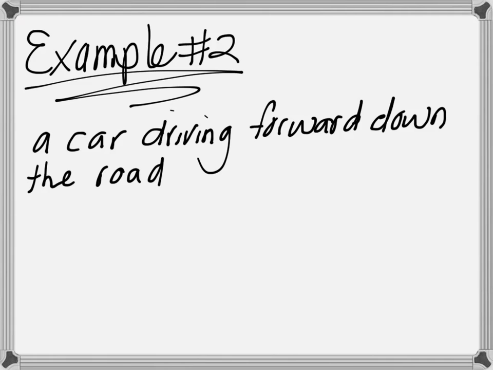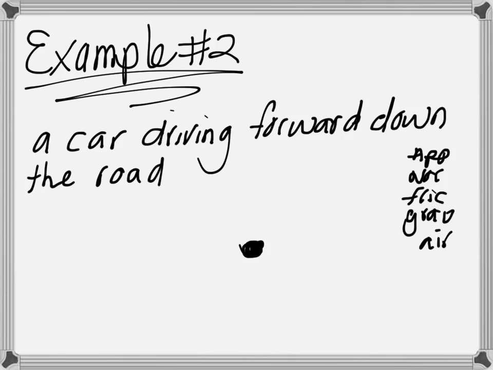Here's example 2. It says a car is driving forward down the road. Okay? So here's my dot that represents the car. And remember, we have applied force, we have normal, we have friction, gravity, and we have air resistance. Those are the 5 that we're really concerned about.